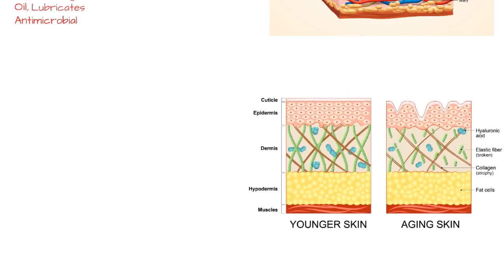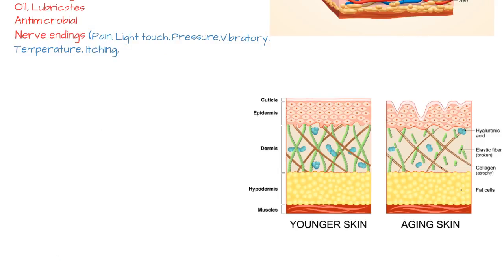The dermis contains all the nerve endings in the skin. There are nerve endings for pain sensation, light touch sensation, pressure sensation, vibratory sensation, temperature sensation, itching sensation, and discriminatory touch sensation. Information from these receptors goes to the brain for interpretation.